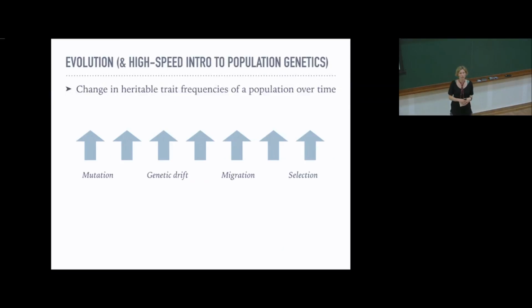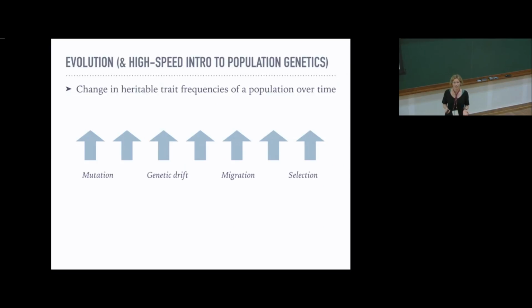Mutation is what creates the variation that you need in the beginning in order to have heritable trait frequencies and in order to get variation in your population. Genetic drift is the random fluctuation of any traits that you have segregating in the population. Migration is the flow of genes that you can receive from other places. And selection, we've already heard quite a lot about this, is a directional force that might increase the reproductive success of some individuals and decrease that of others.